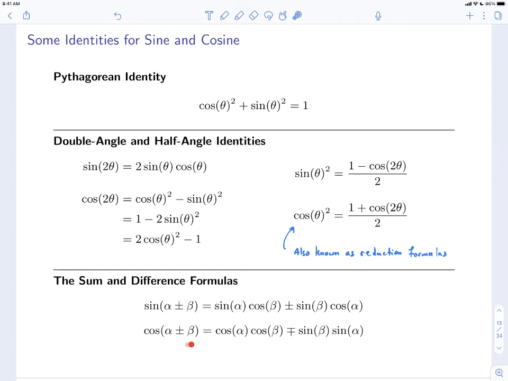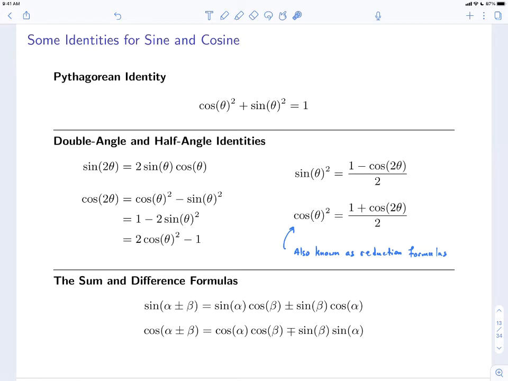Now if you have cosine of alpha plus or minus beta, then the sign changes direction. So cosine of alpha plus beta is cosine of alpha times cosine of beta. Now it's minus. So if you start with a plus, you end up with a minus. Sine of beta, sine of alpha. And if you start with a minus, you end up with a plus. So for the sine formula, the sine preserves the sign, but cosine does not.